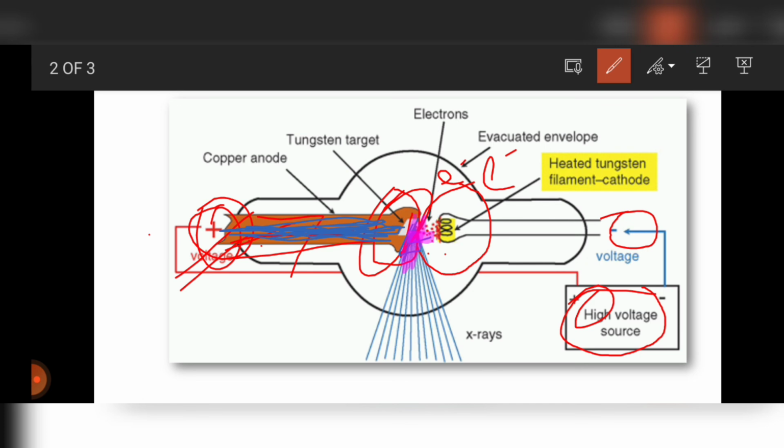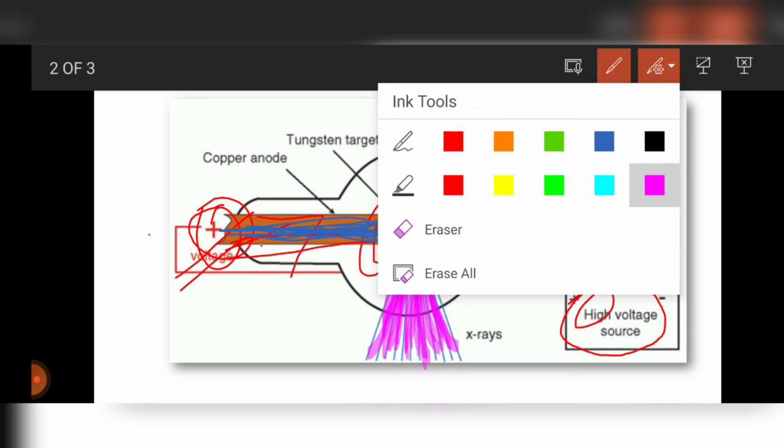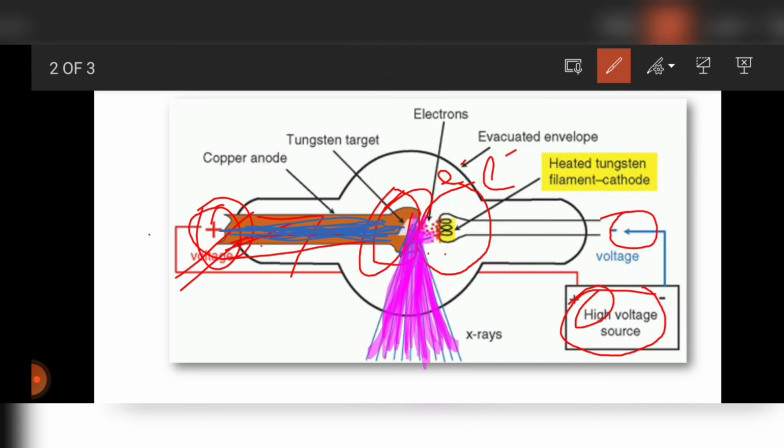While the high voltage electrons hit, it will produce some rays, and those rays are called X-rays. This is produced by the high heating voltage. Some energy is also lost in the form of heat, and in the form of visible radiation also. Like this, X-rays can be produced.